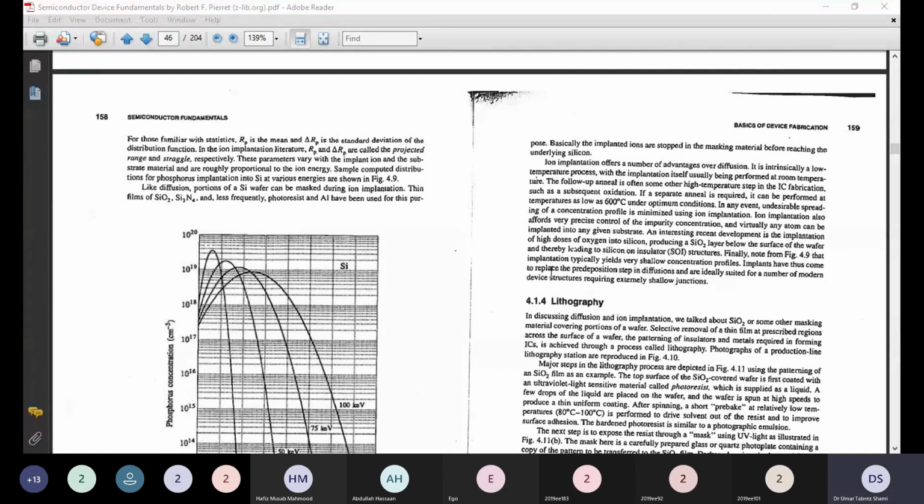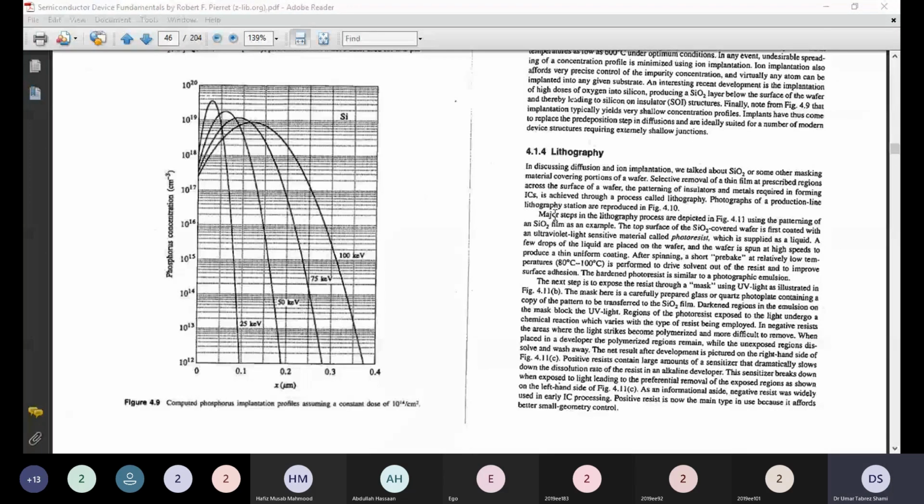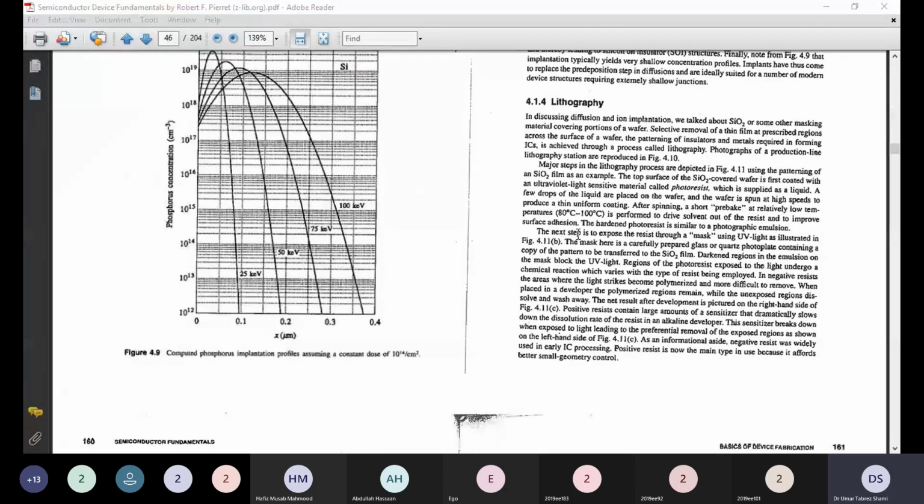Right, next we come to the next article, that is article 4.1.4, lithography. In discussing diffusion and ion implantation, we talked about silicon oxide or some other masking material covering a portion of the wafer. Selective removal of a thin film at prescribed regions across the surface of a wafer. The patterns of insulators and metal required for forming ICs are achieved through a process called lithography.